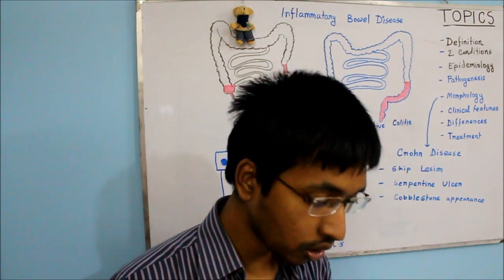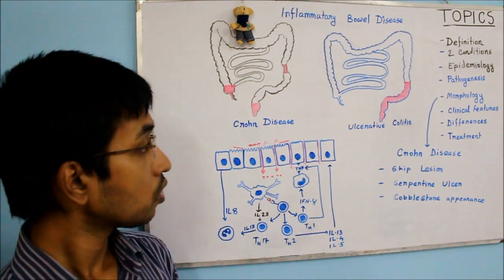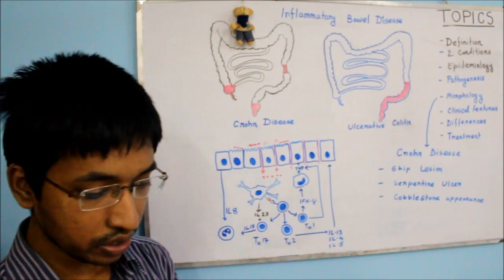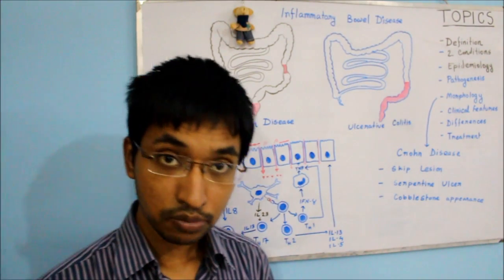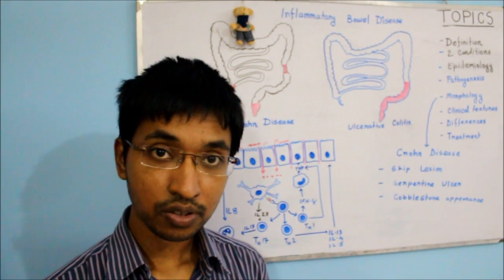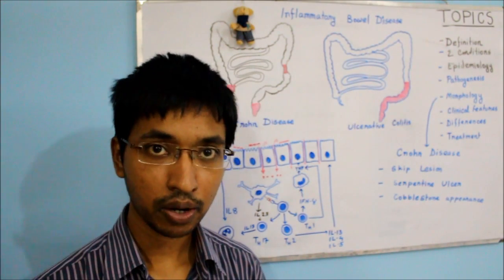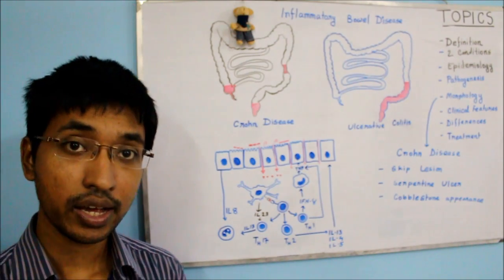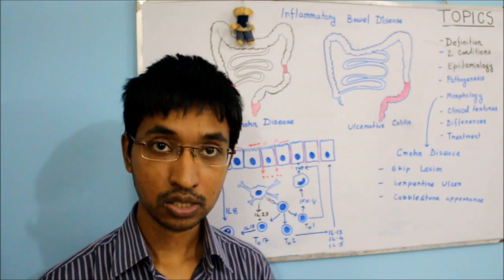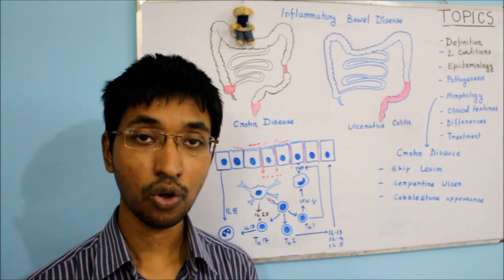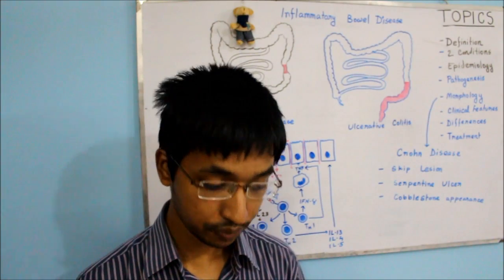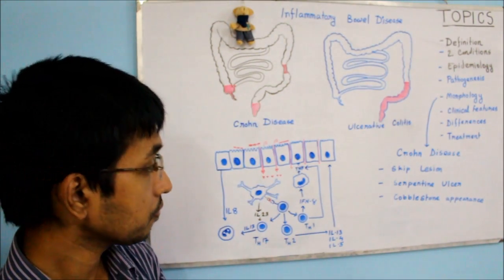Now, besides skip lesion, we will also see some other findings. For example, the serosa, the outermost layer of the affected region, will be inflamed and granular, and also there will be creeping mesenteric fat, particularly whenever there is extensive transmural involvement. The entire thickness of the gut wall is getting involved. In those cases, we will see creeping mesenteric fat. So also remember that thing.